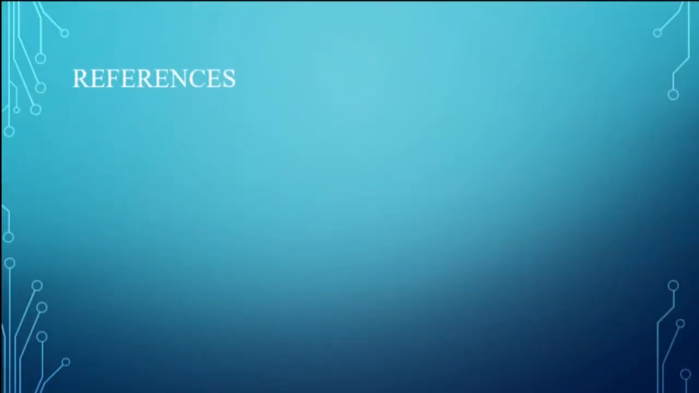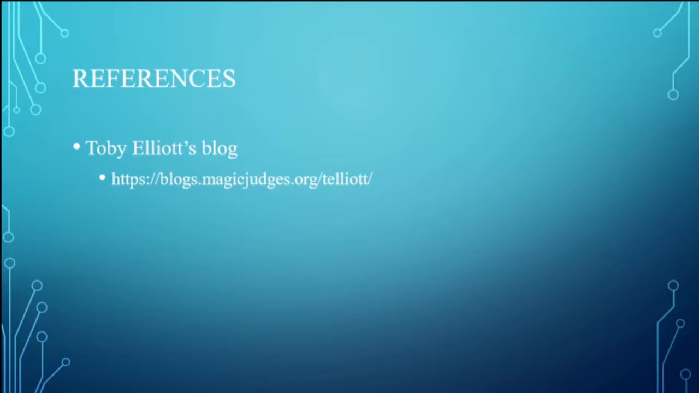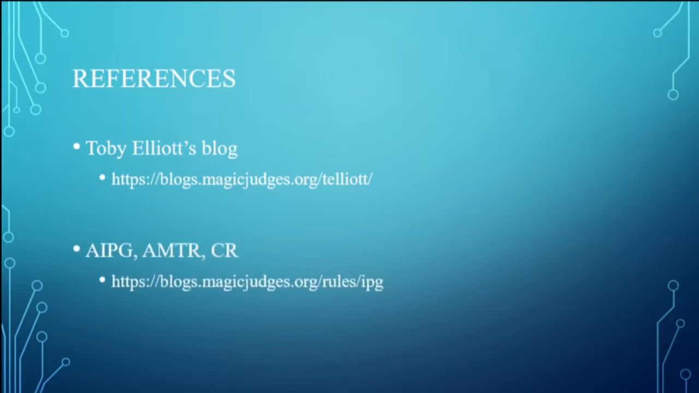All right. Just real quick, the references that I used for this: Toby Elliott's blog has been updated even from Dragon's Dark here on. All of the information that is available on the summary is actually from that. I went through, read all the articles, found where all the changes were, and looked in the IPG to correlate. That's where all of the information came from. Even the part about exiling or milling too many was also listed on Toby's blog. The other ones are the AIPG, the AMTR, and the CR, which are all available at blogs.magicjudges.org.